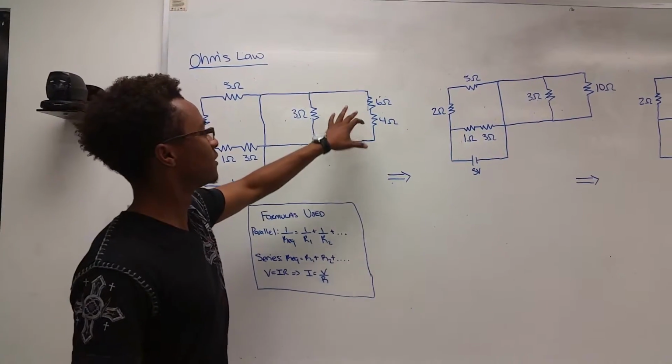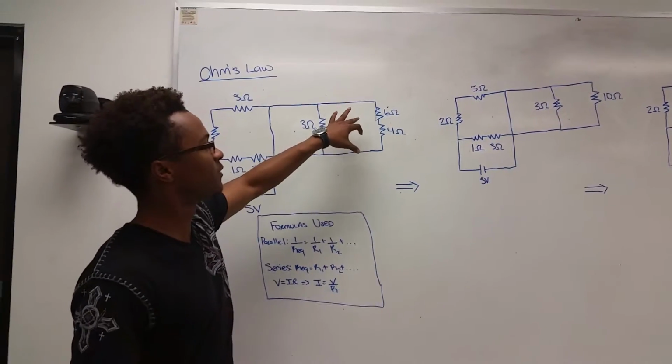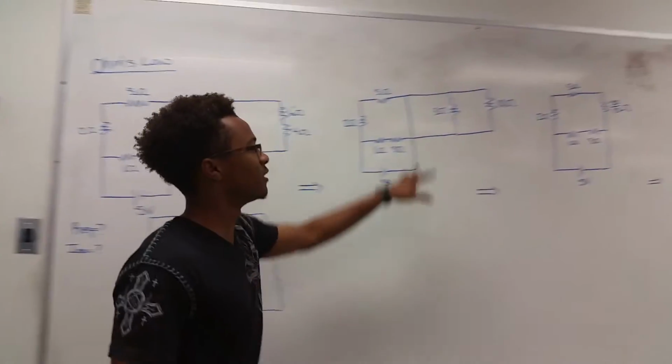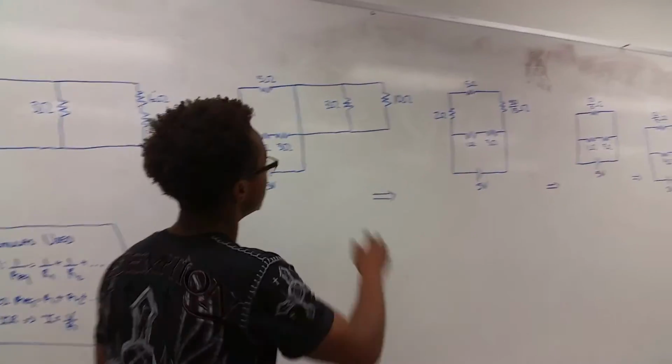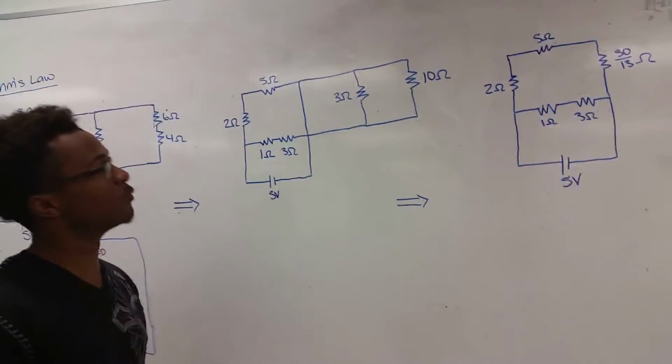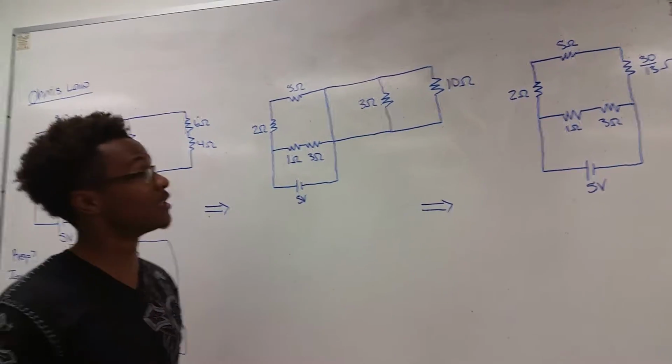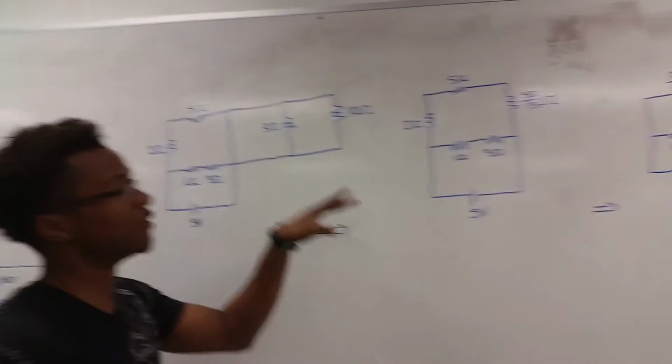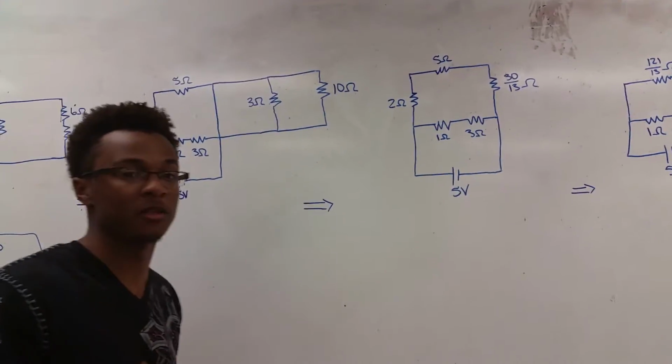So first we're going to start with the series resistors, which is 6 plus 4, which is going to give you 10 for that resistor. Then we're going to move over to this set of resistors, which is in parallel. So it's going to be 1 over 3 plus 1 over 10, which is going to give you 13 over 30. Once you inverse it, you have 30 over 13.